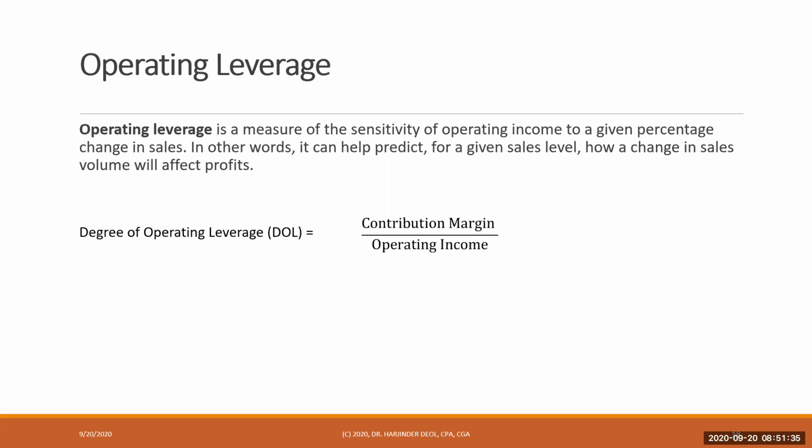The formula for calculating degree of operating leverage is you want to divide contribution margin by operating income. And if you were to predict the impact of a change in sales on the profits, you will multiply the degree of operating leverage by the percentage change in sales to get the percentage change in operating income.